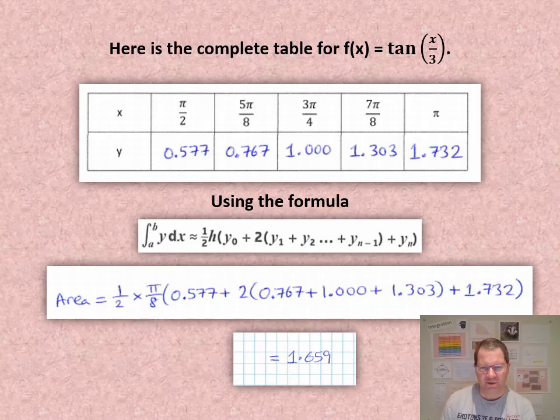And then using the formula, again, h is pi over 8. We want one lot of 0.577, one lot of 1.732, 2 lots of everything else, and we get an answer of 1.659. Again, that is written to 3 decimal places as requested.